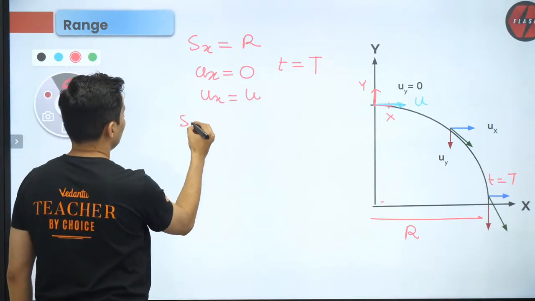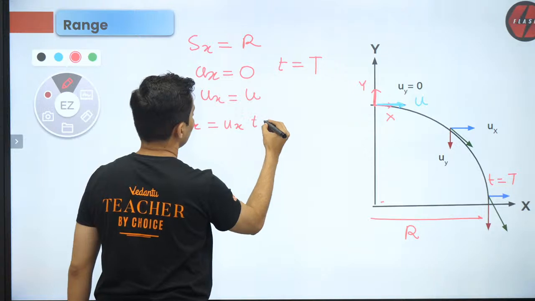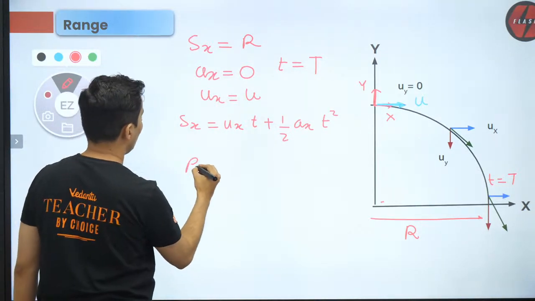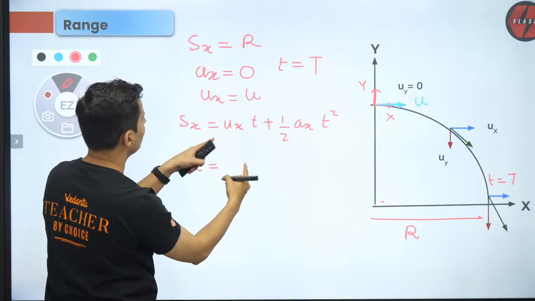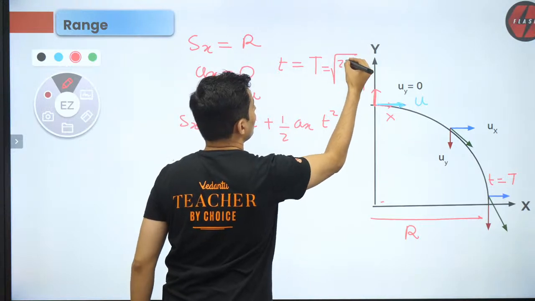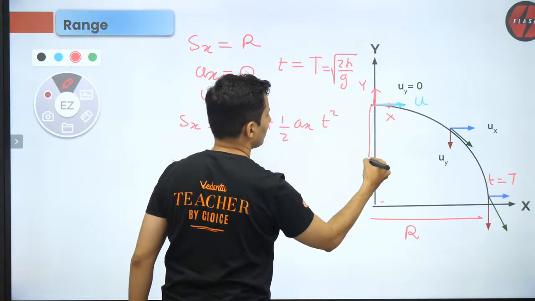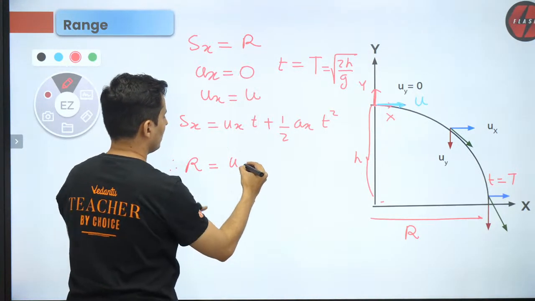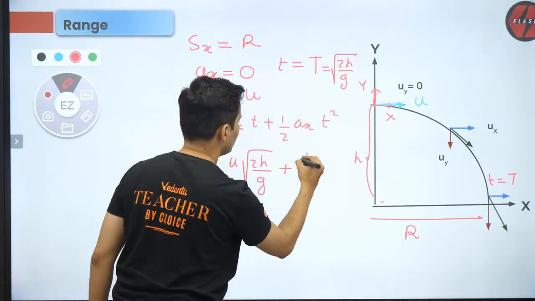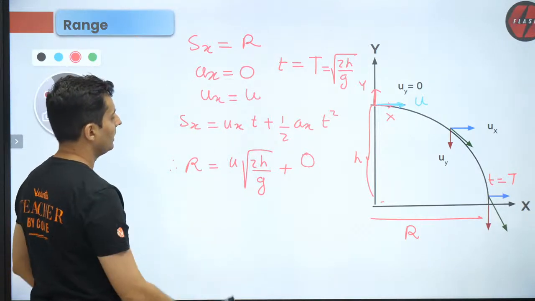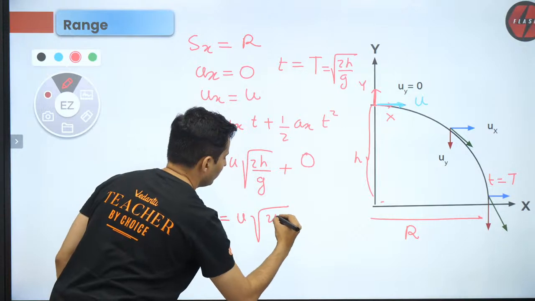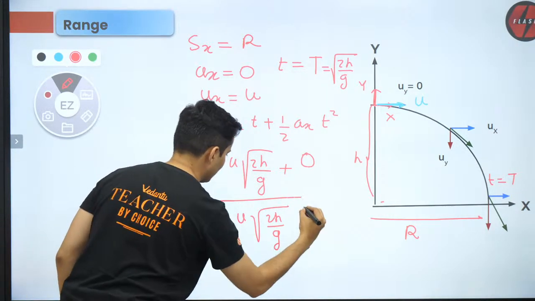So let's use this. Sx is ux t plus half ax t square. What is Sx? It's R. What is ux? It's u. What is t? That time of flight, which we just found out to be the root of 2h by g, where this much is my height h. So it will be the root of 2h by g, plus, what is this guy? 0, because ax is 0. Therefore, range is u into the root of 2h by g. So you're supposed to memorize this as well.